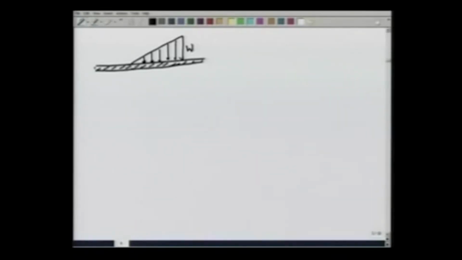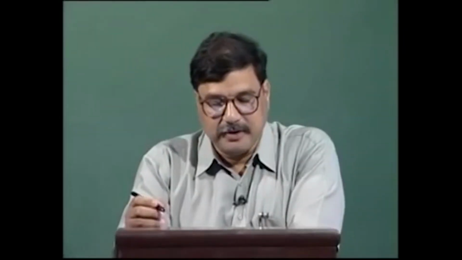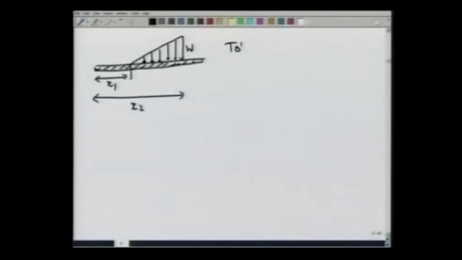Where the maximum load per unit length is W, the load starts at a distance x1 and goes all the way up to x2. What we want to figure out is how much is the total force acting on the beam and where effectively is it acting. So, the total force is going to be the area of this triangle, which is W times (x2 minus x1) divided by 2, and it acts at the centroid of this triangle.